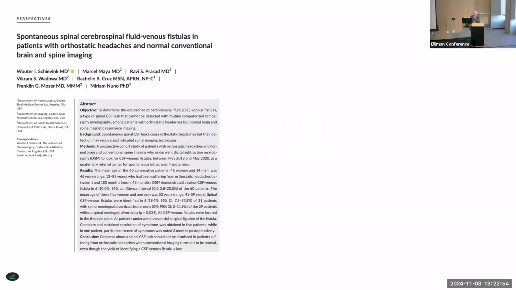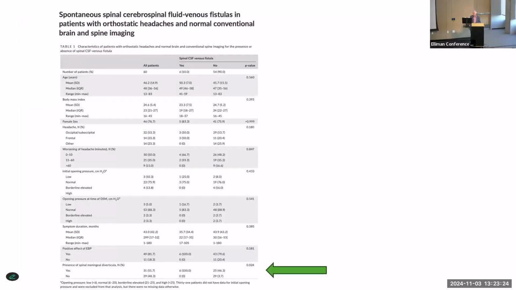So this is from a study that we completed sometime just before COVID, I believe, and we looked at 60 individuals who had orthostatic headaches and were referred to us to rule out a spinal fluid leak. They had no extradural CSF, and we did digital subtraction myelograms on both sides, except if we found a fistula on the initial scan, then sometimes we only did it on that one side. And these two groups were pretty similar, right?